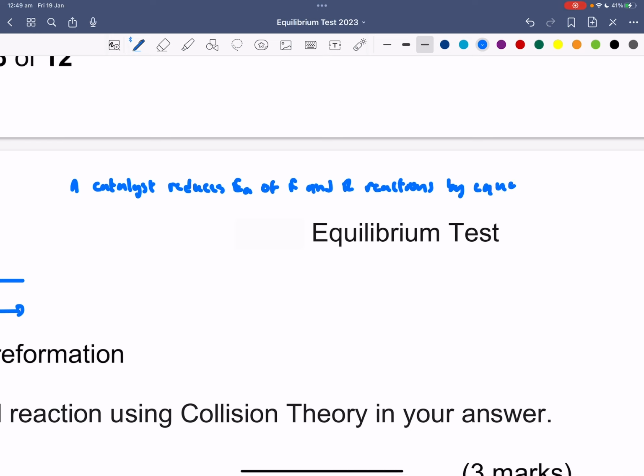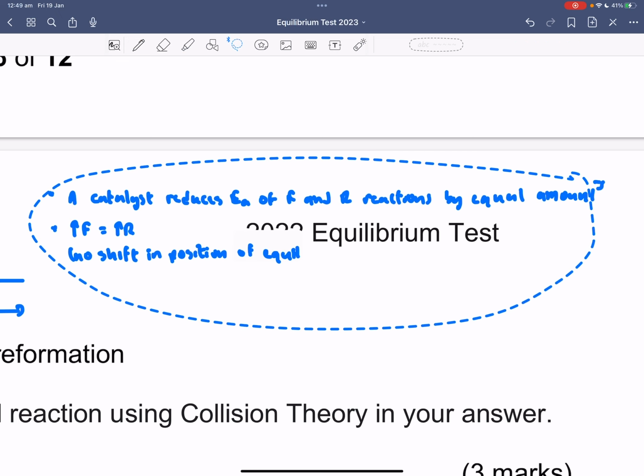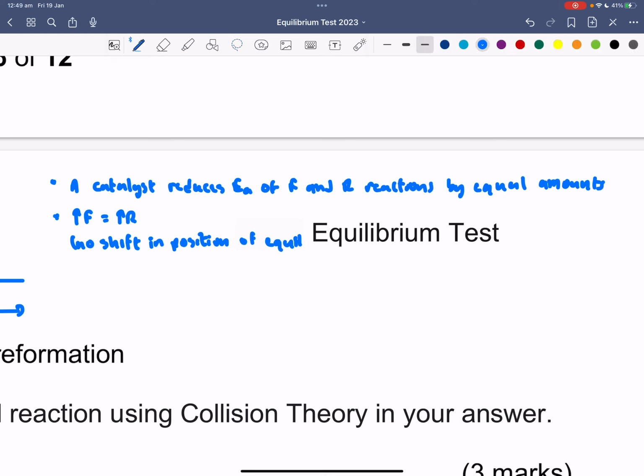And since it reduces the activation energy of the forward and reverse reaction by equal amounts, it means that the increase in forward equals the increase in reverse, aka no shift in the position of equilibrium. Catalysts do not change the position of equilibrium. They might reach equilibrium faster, but they definitely don't change the position of equilibrium.